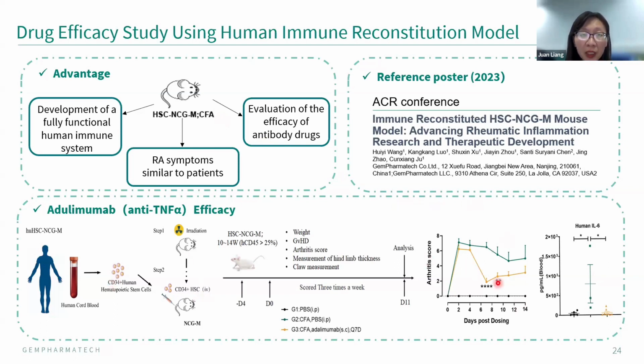As indicated here, we can transplant the HSC into the NCG mice to reconstitute human immune systems, and we induce CFA to induce the syndrome of arthritis, and we do the arthritis score evaluation, and also we can evaluate the cytokine release. This model has been accepted in the ACR conference as a poster presentation last year.